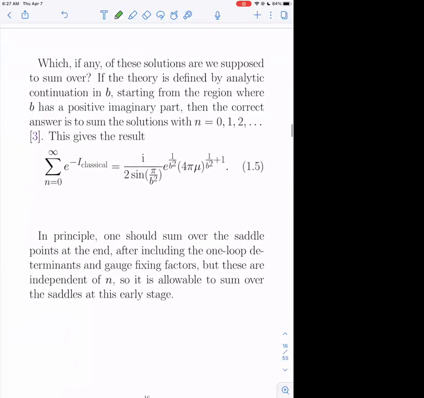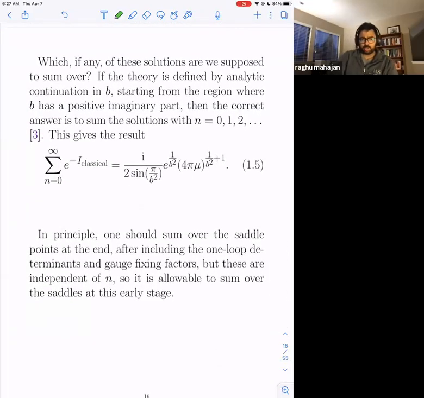Okay, so now there is a next step, which is: which of these n's are we supposed to sum over? The answer is that we have to sum over half the n's, from 0, 1, 2, etc. I will explain that on the next slide. But the point is, when you add up these phases, e to the i pi over b squared times (1 plus 2n), they give you 1 over sine of pi over b squared. The geometric series just resums into this.